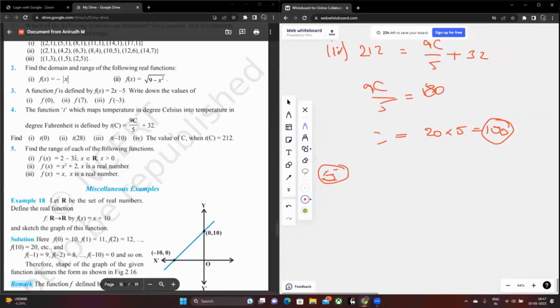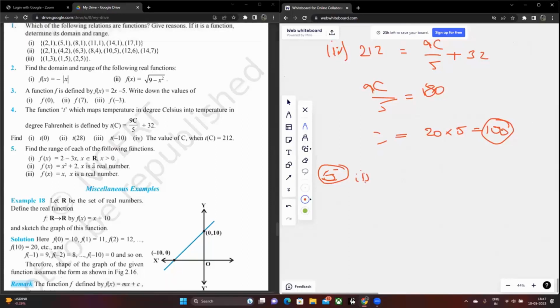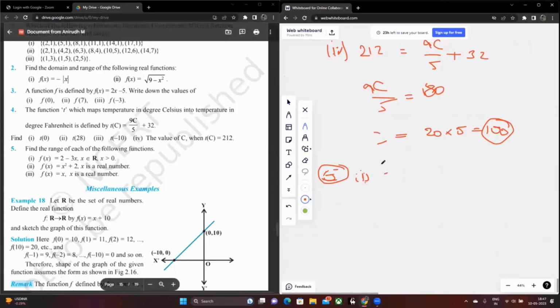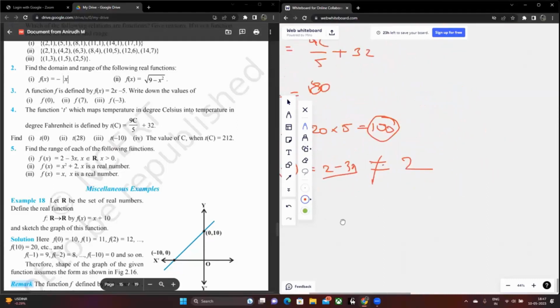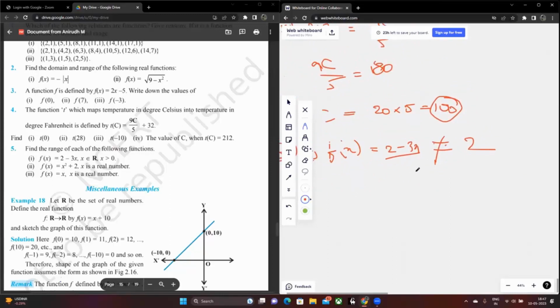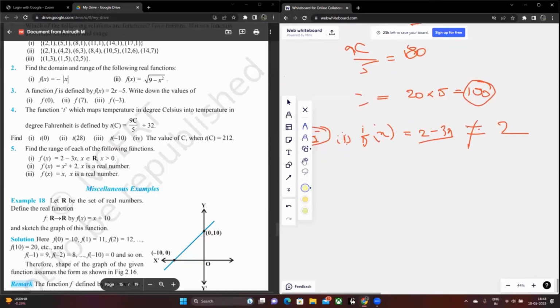Find the range of each of the following functions: 2 minus 3x, x squared plus 2, and so on. So question number 1: you have the constraint that x is a real number, x is greater than 0. So x is not 0, right? So f of x, which is 2 minus 3x, is linear, which means that it is one-to-one, right? I'm going to show you 2 methods to do each of these functions. I'll not graph first.